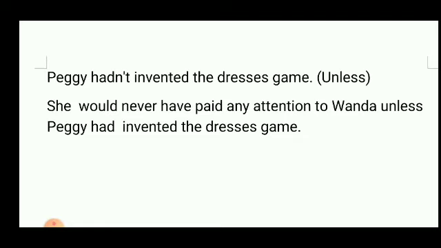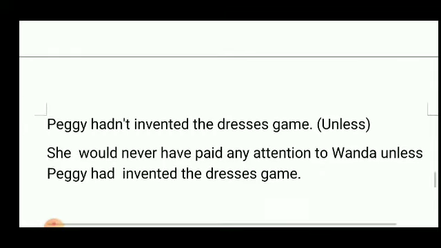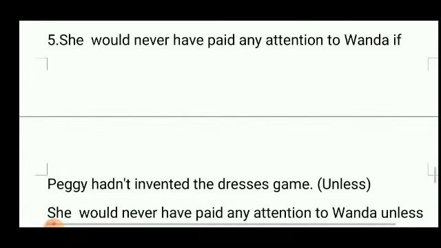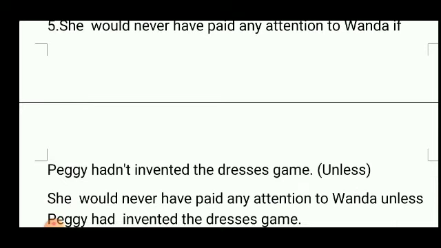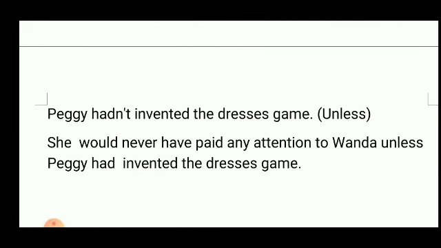Now can you see in this if sentence, whatever is used in the if part is a negative, "hadn't". So we need to remove "had not", and instead of "had not" we need to add only "had" right here. Why? Because we are using unless here. So the answer is: she would never have paid any attention to Wanda unless Peggy had invented the dresses game. So students, I hope you understood this topic.